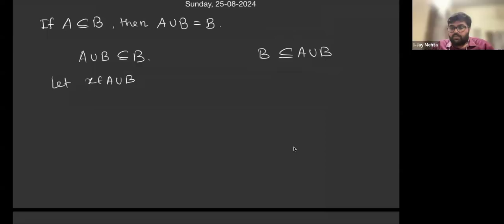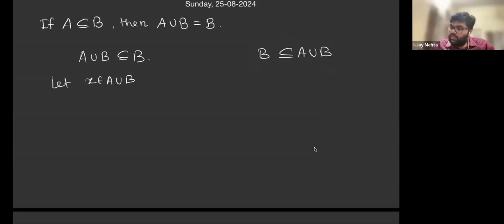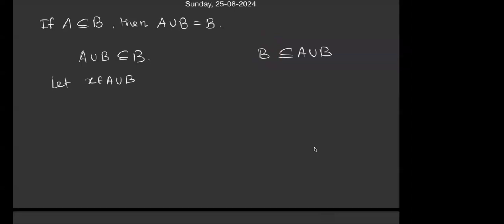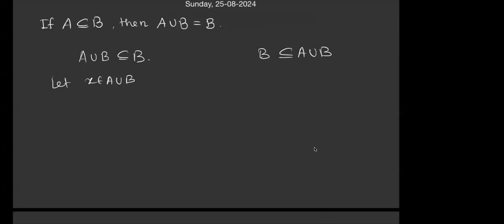Tell the answer. We take an element such that X belongs to B. Such that X belongs to A union B. No, we have to start with an element in B. So I take X belongs to B. What do I have to show? That B is a subset of A union B.